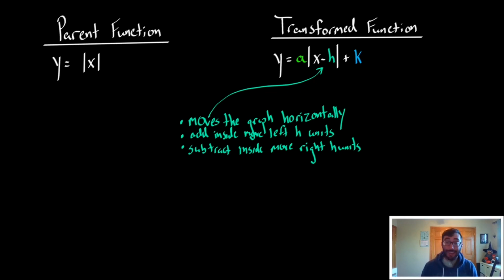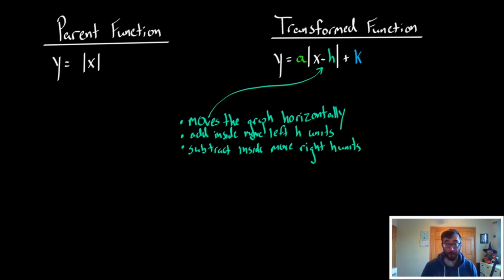Now, if I subtract inside, I actually move to the right by that many units. So I subtracted 5, I moved to the right 5 units. If I subtracted 1, I moved to the right 1 unit. If I subtracted 10, I moved to the right 10 units. So that's how the value of h affects the graph. When we add and subtract inside the function, we move horizontally, left and right.